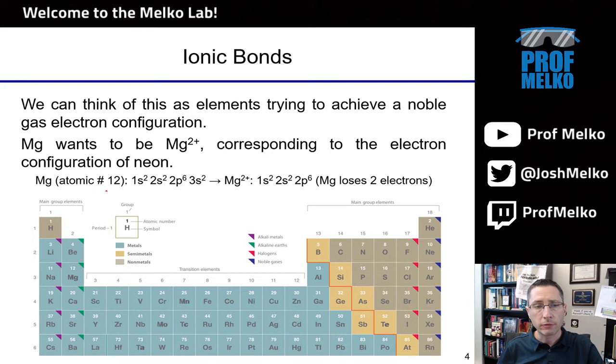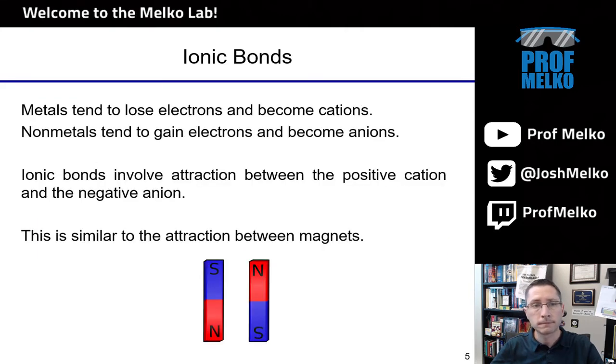So here we've written out the electron configuration for magnesium. And when it loses these two s electrons, its configuration now for Mg2+ is 1s2, 2s2, 2p6. In other words, identical to this neon noble gas. Okay, that's what all these elements are trying to do.